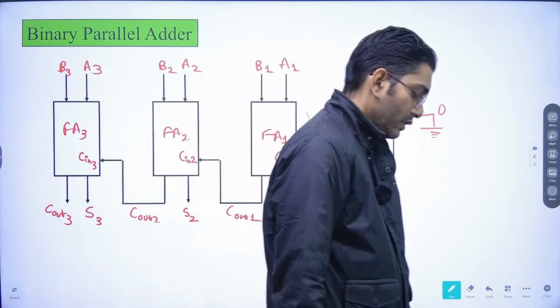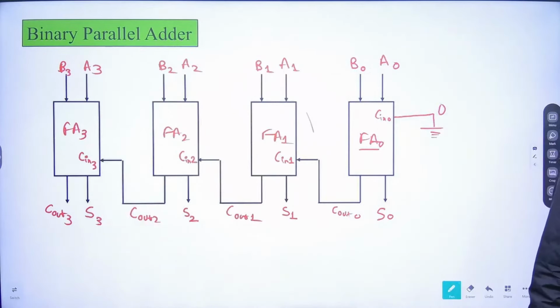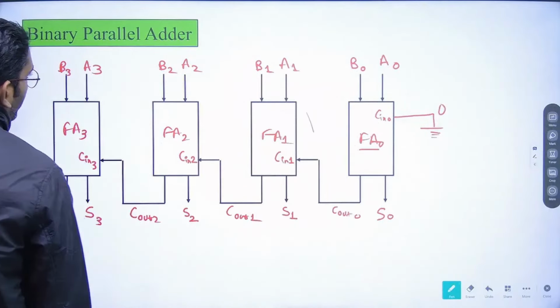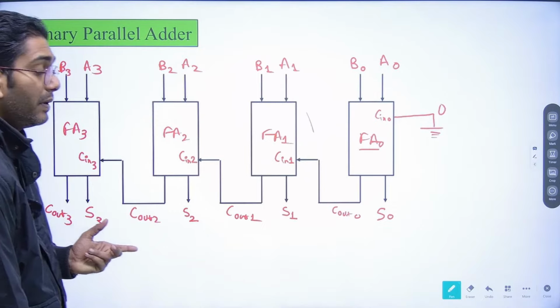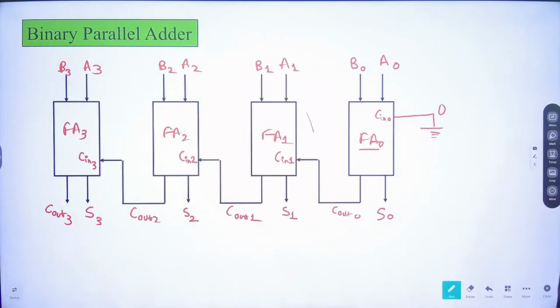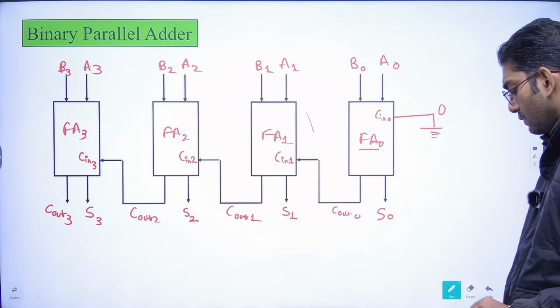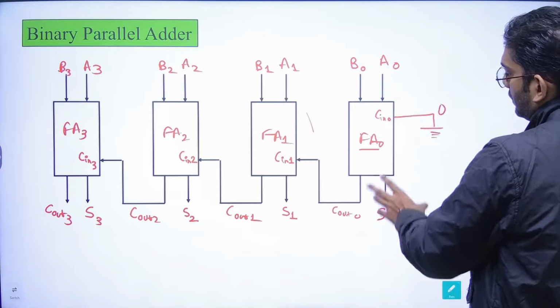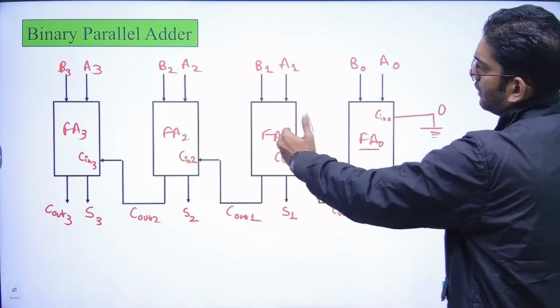Okay, now what happens in this binary parallel adder? If we increase the number of bits, okay, if here 4 bits are present, now if we increase the number of bits and make it 7, 8 or something more than that, then this process of addition becomes very slow. Why would it become slow? Because here one by one additions are being performed.